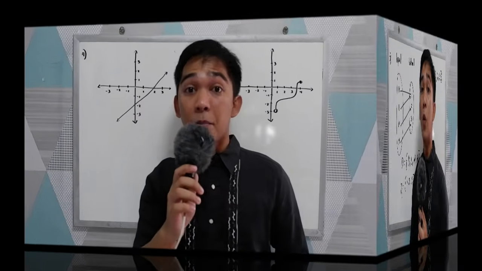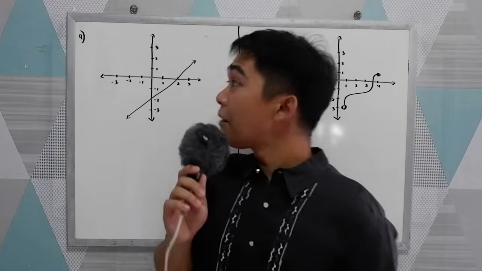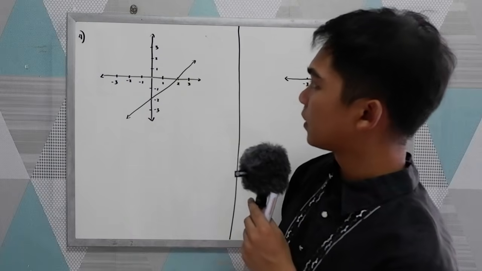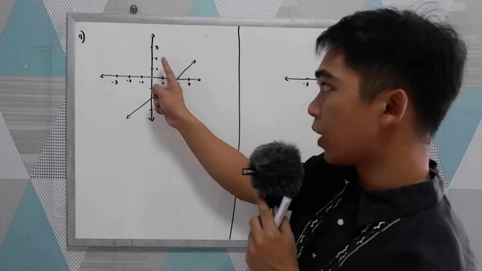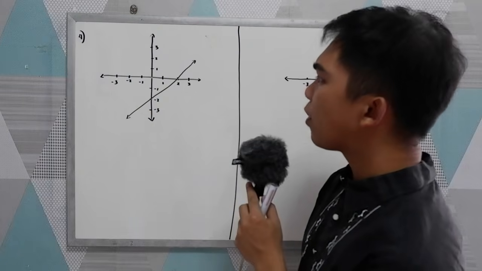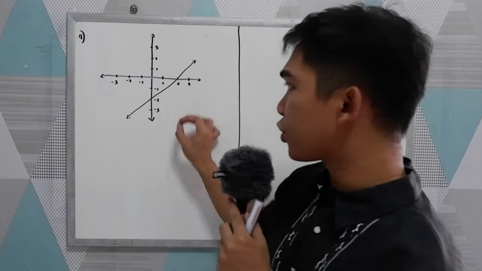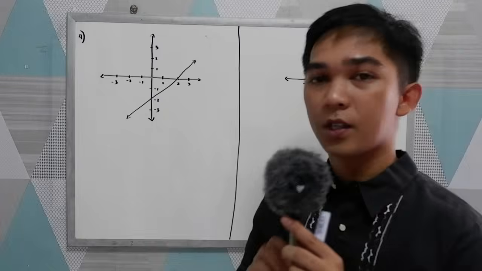Now let's have our problem number 4. We have our graph here. Notice our graph, studying our quadrants. We have quadrant 1, 2, 3, and 4. Now let's find our domain and range given this graph.